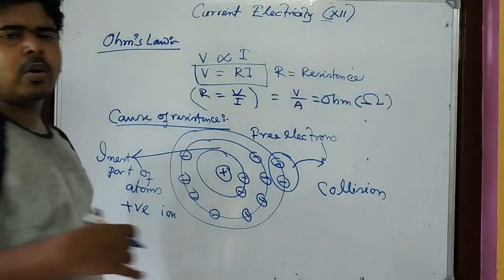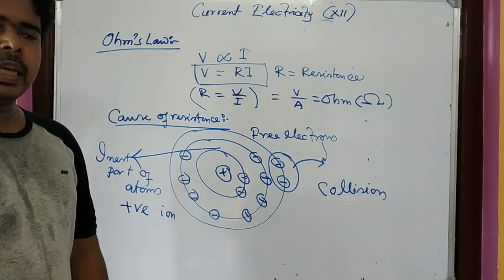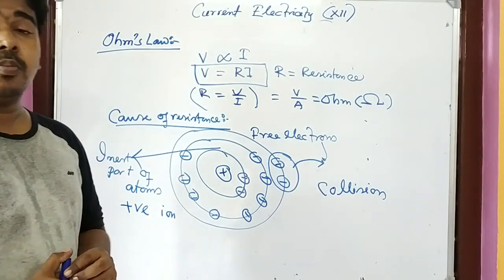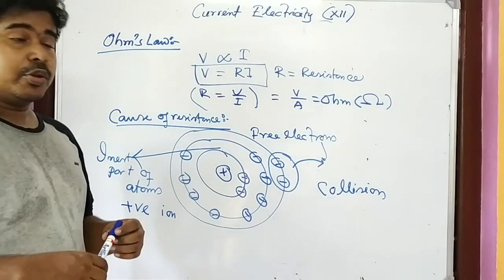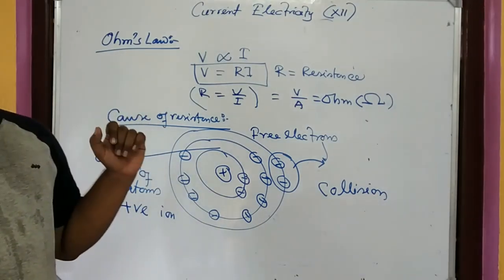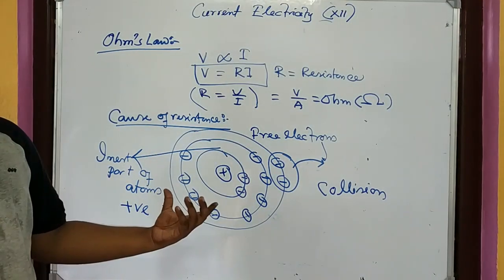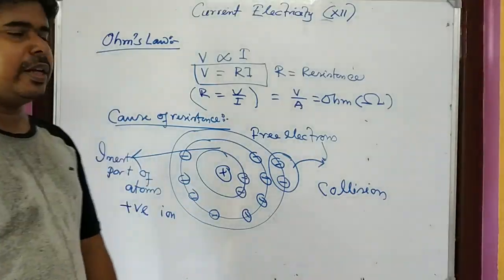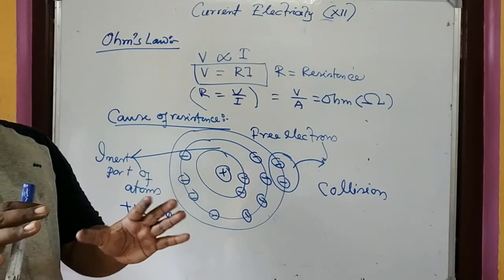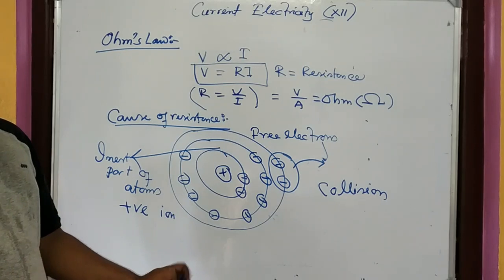As there are collisions between the free electrons and the positive ions, the motion of the free electrons is hampered. As the motion of the free electrons is hampered, the amount of current is decreased, and that is known as resistance. So depending on the size of the positive ions and the number of free electrons, the resistance of a conductor changes. That is the internal property of a conductor. I think it is clear. Okay.